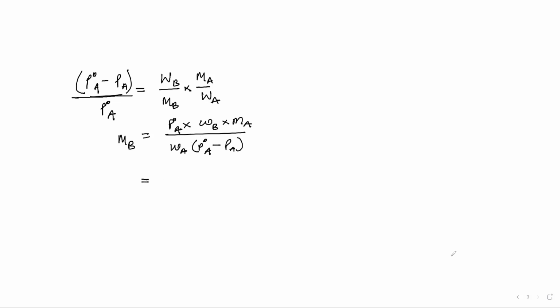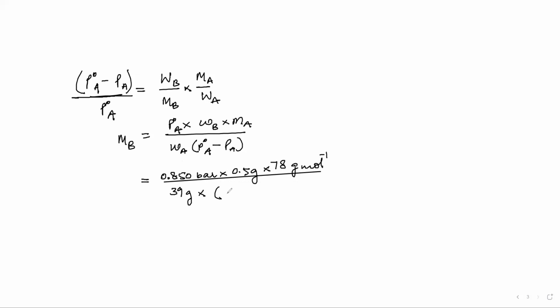Okay, now what is P naught A? P naught A is given as 0.850 bar. Into WB. WB is given as how much? Sorry, not 39. It was given as 0.5, right? 0.5 grams into molecular mass of A is 78 grams per mole. Now this all will be divided by WA, which is 39 grams into P naught A minus PA.